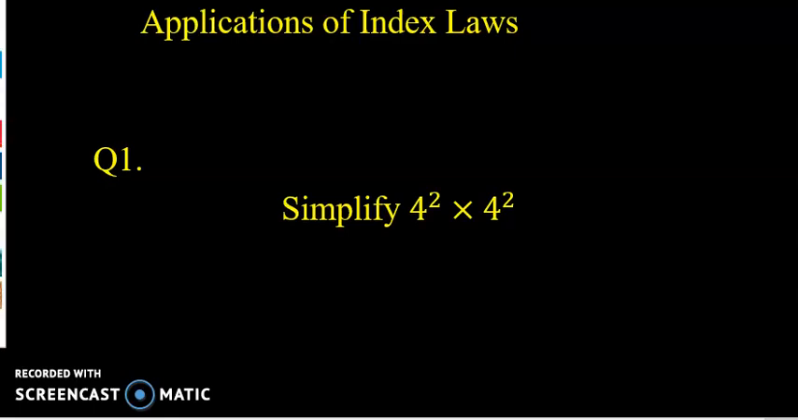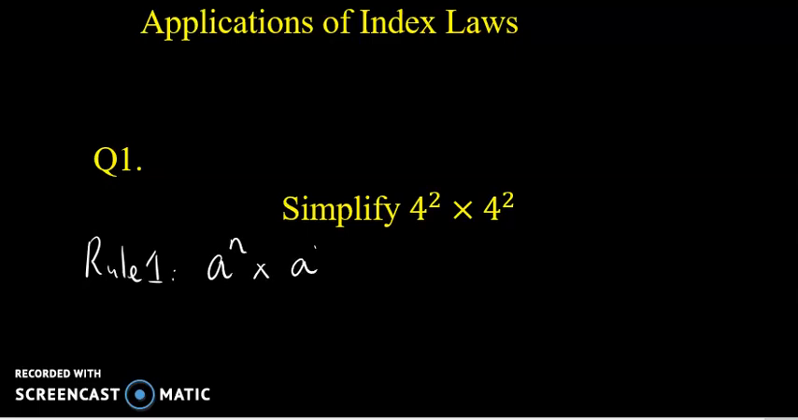So right here to simplify, let's remind ourselves of rule number 1 of indices, that states if you have a to power n times a to power m, as long as the bases are the same, then you can simply add the exponents, so it will be a to power n plus m. So that was the first rule or the first law of indices or of exponents.